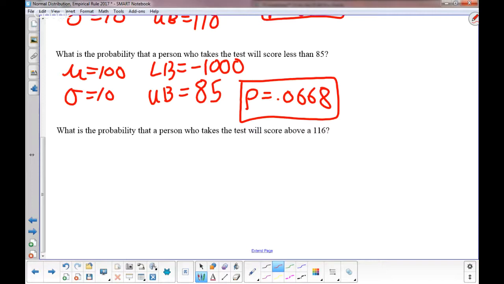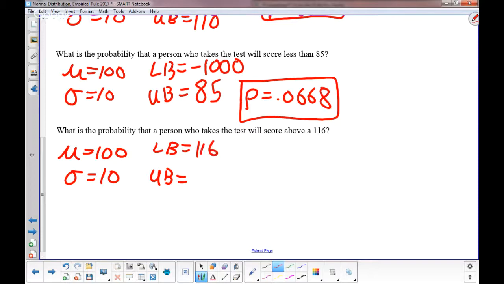All right, let's look at this last one. What is the probability of a person who takes the test will score above 116? So again, my mean is not changing. My standard deviation is not changing. But my lower bound and upper bound change this time. Now, we're doing above 116. So my lower bound is 116. What is my upper bound? Again, I'm going to choose 1,000. Again, we know realistically no one can have an IQ of 1,000. However, the calculator does not know that. So we just have to deal with it.